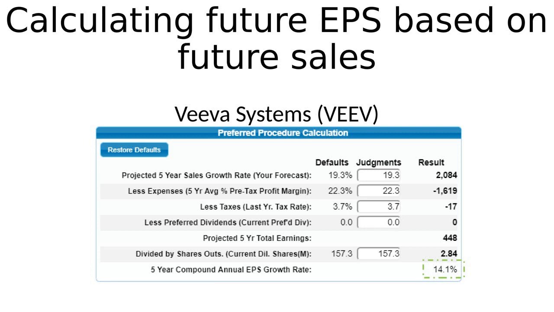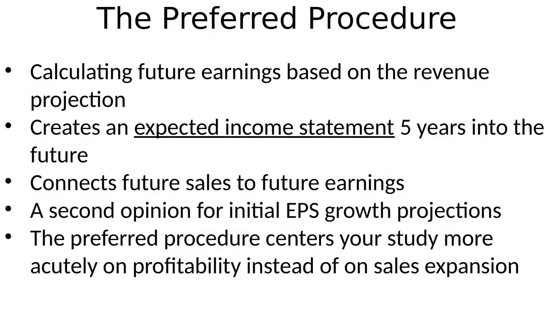So we're going to show how this can be manipulated based on real data. Calculating future earnings based on the revenue projection creates an expected income statement 5 years into the future. It connects future sales to future earnings, and it's a second opinion for your initial EPS. Remember where you go to all your sources: the 10-year, the 5 year, past percentage change, recent quarter, trailing 12 months, what Yahoo Finance says, what Zacks says, what the preferred procedure says, what Value Line says. This gives you a second opinion so you can recalculate your preferred procedure and get a better understanding.